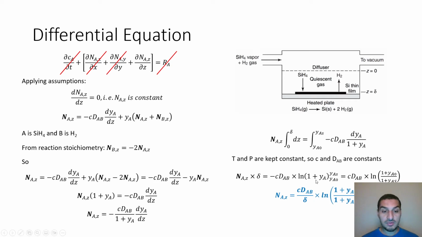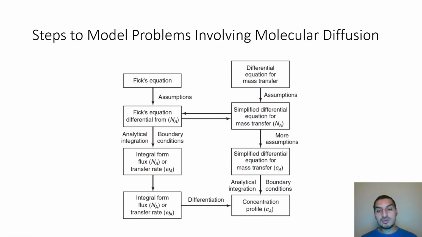And then we have the form of N_Az as a function of the parameters that we have. So N_Az equals C multiplied by D_AB divided by delta, multiplied by ln of (1 plus y_A0) divided by (1 plus y_AS). And we know that the concentration here is 0, which is y_AS, at the surface. So this is 0. I'll go back here and then see. So we got the integral form of N_A here as a function of the rest of the parameters.